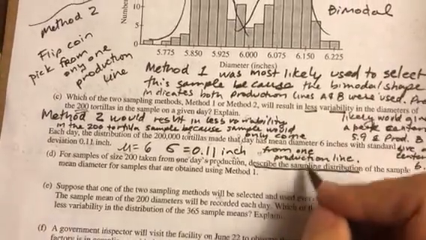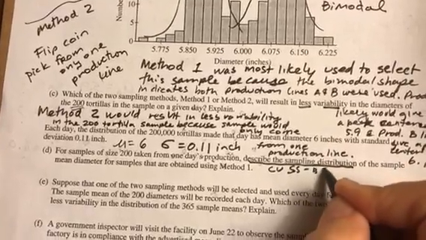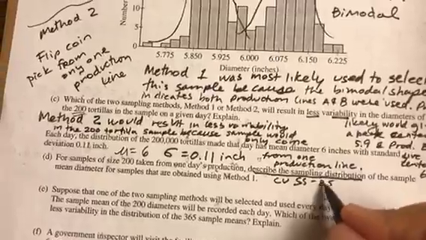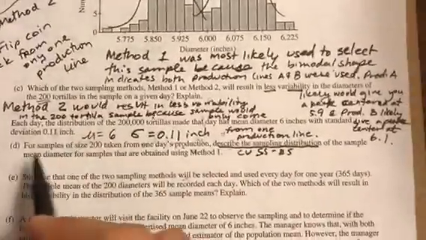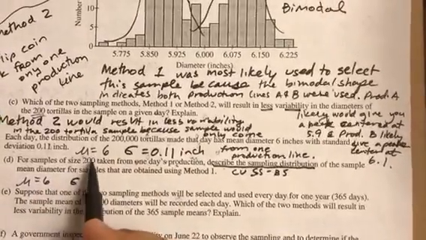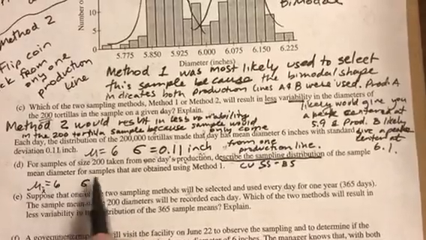So anytime they ask you to describe a distribution, you're going to do center, shape, and spread. So the center is 6. The standard deviation of this sample, right, because mu x bar is 6.